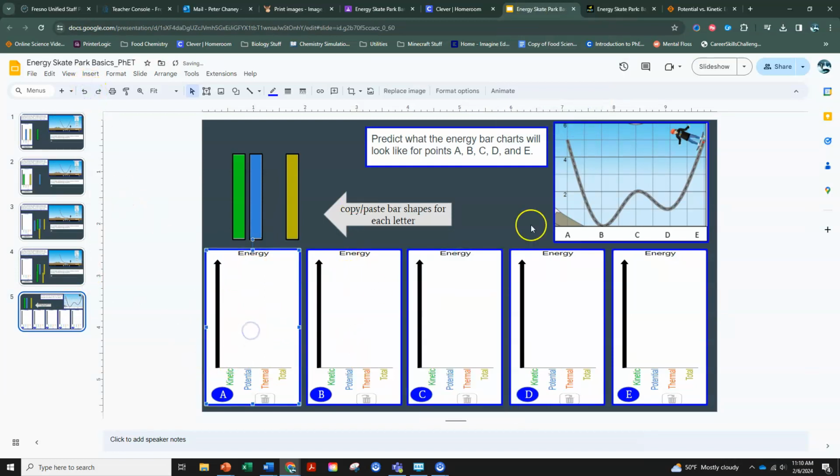So you can see in the arrow there that you can copy paste bar shapes for each letter. So you're going to need to do that so you can fill all of these charts. So remember, Control C for copy, Control V for paste.